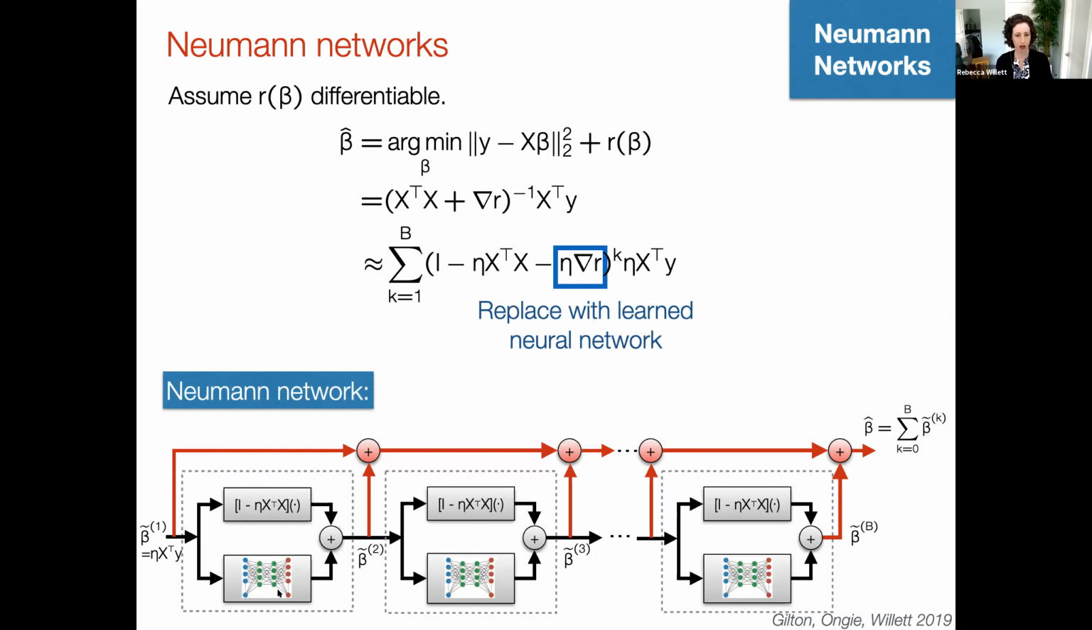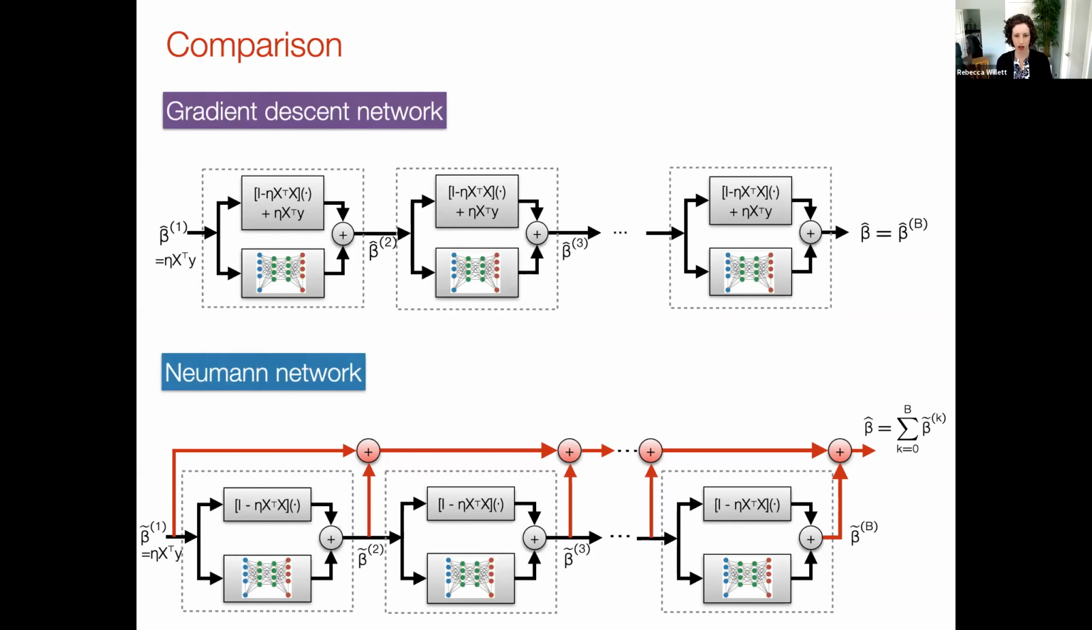So let's compare and contrast this Neumann network that I just presented with the gradient descent network that I presented a couple of seconds ago. So they've got several things in common, right? Both of them have this kind of finite number of blocks. And within each block, there's sort of two tracks, one that uses the forward model, one that uses a learned neural network. But a key distinction is that the Neumann network has got these connections that I've highlighted in red.